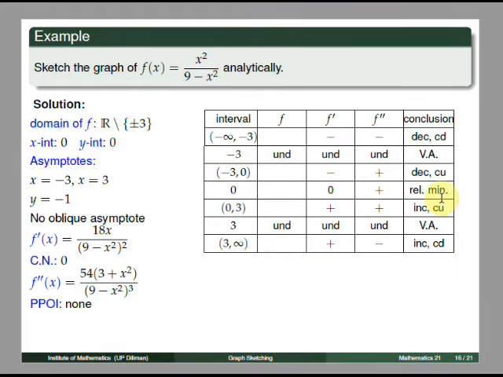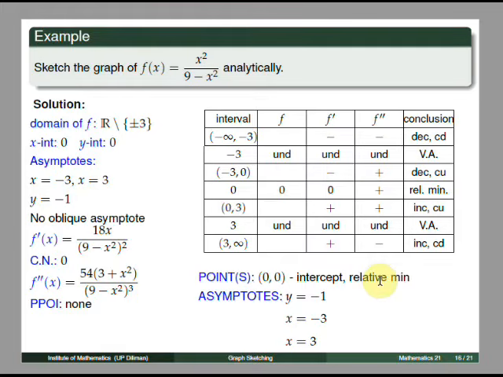Since x equals 0 is a relative minimum, we substitute 0 into our function to get the point (0, 0). Now we have the following points: (0, 0), which is our intercept and also a relative minimum. And we have the asymptotes, y equals negative 1, x equals negative 3, and x equals 3. We are now ready to plot the graph of this function.